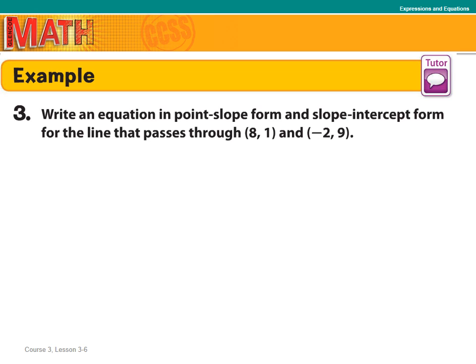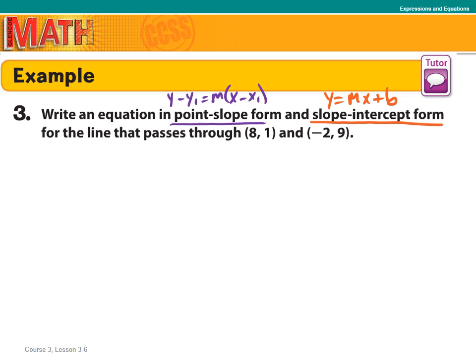Example 3. Write an equation in point slope form. Let me write that up here. y minus y1 is equal to m times x minus x1. And slope-intercept form, let's write that also. y equals mx plus b. For the line that passes through (8, 1) and (negative 2, 9).